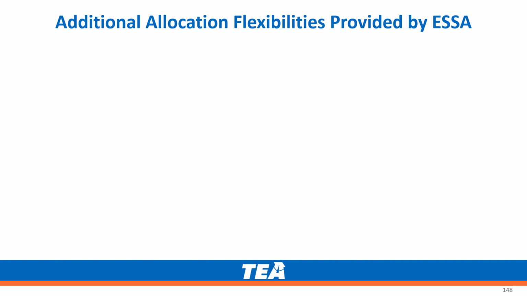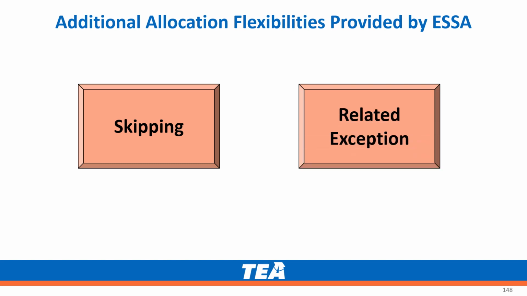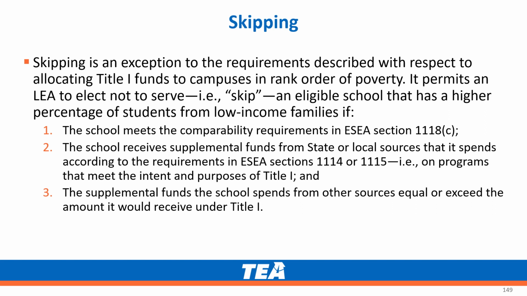There are some additional allocation flexibilities provided by ESSA that we will examine further: skipping and a related exception. Skipping is an exception to the requirements described with respect to allocating Title I Part A funds to campuses in rank order of poverty. It permits an LEA to choose not to serve, or to skip, an eligible school that has a higher percentage of students from low-income families if the following 3 conditions are met.